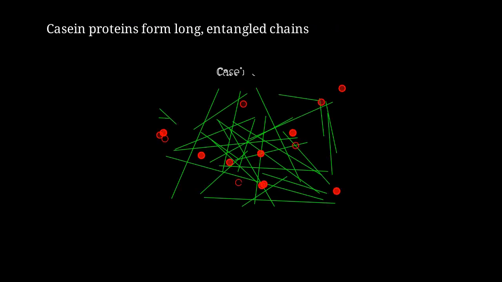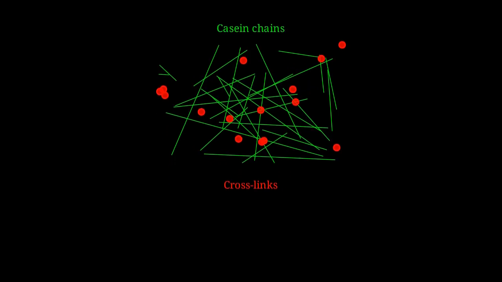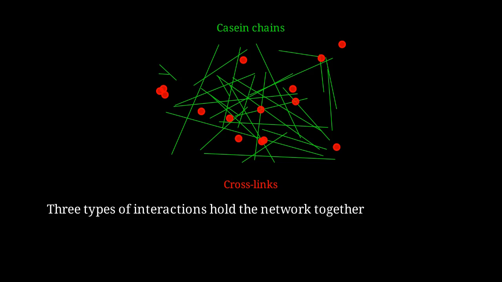Here's a simplified representation of the protein network in cheese. The green lines represent casein protein chains that are entangled and interacting through weak non-covalent bonds. The red dots represent cross-linking points, where proteins interact more strongly. Three types of molecular interactions hold this protein network together: hydrophobic interactions, electrostatic interactions, and calcium bridges.